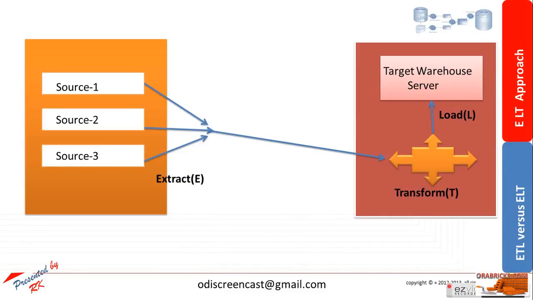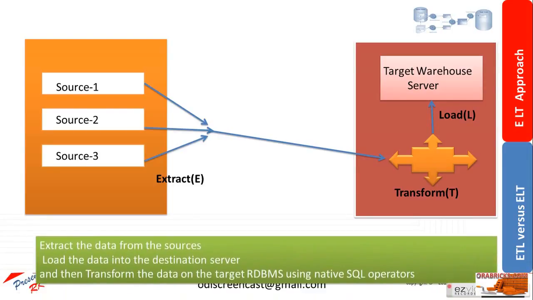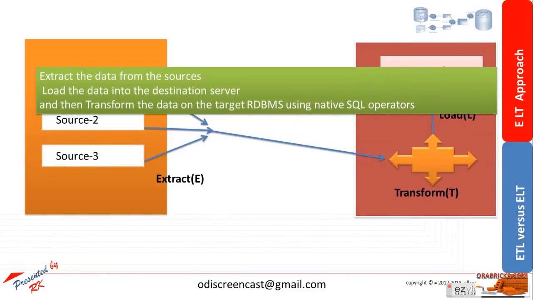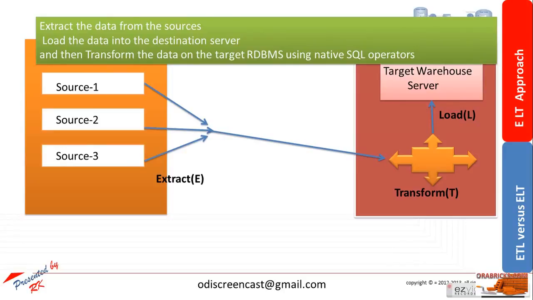So basically you extract the source information from the source system and directly move the data to the target warehouse. Then you transform, then finally you integrate with your warehouse server. This approach is called the ELT approach to build a data warehouse. So I am just reading this slide. Extract the data from the sources, load the data into the destination server, and then transform. ELT, extract, load, transform, and then transform the data on the target RDBMS using native SQL operators. So ODI as an ELT tool always generates the code in the form of native SQL operators.